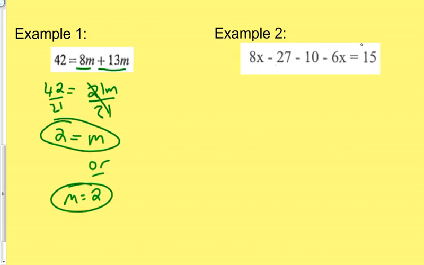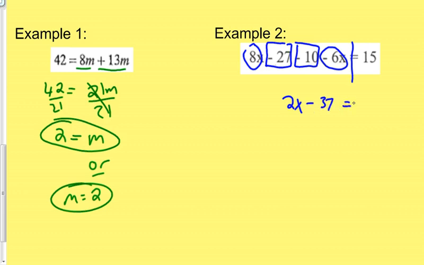So on the left side, there's nothing on the right side to do, but on the left side, there are some things that can be combined. We've got an 8x. We've also got a minus 6x. Keep that symbol with it. So 8x minus 6x gets you 2x. Now, again, we have to keep the symbol with it, so we have a negative 27. Let's add that to a negative 10. And you get a minus 37. Left with equals 15. So that's the combining like terms step.